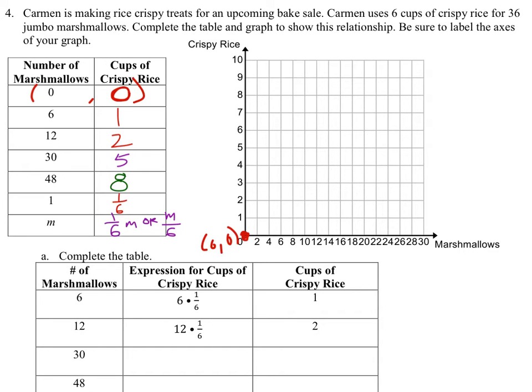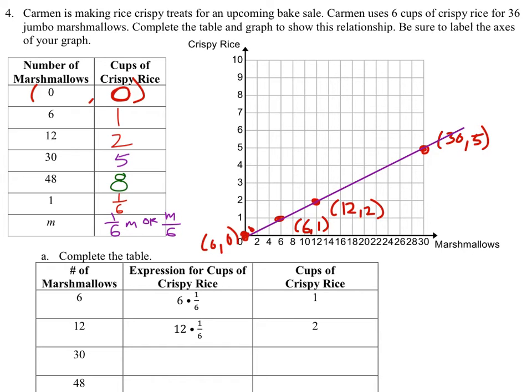So for 6 marshmallows, we had 1 cup of crispy rice, so that's the point 6-1. And then the next one was 12-2, and then the next one was 30-5. And 48-8 doesn't fit. 1 and 1/6, I don't know, that'd be about there. Something like that. And yeah, we could make our line for these. Oh, that's not a line. Let's try this. That's a little bit better. There we go. Alright, so there's our line.